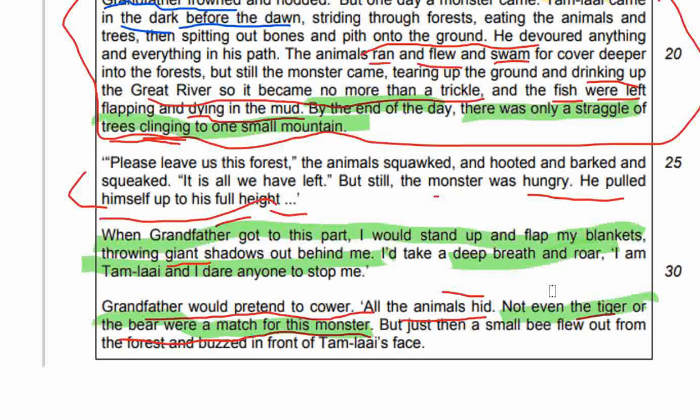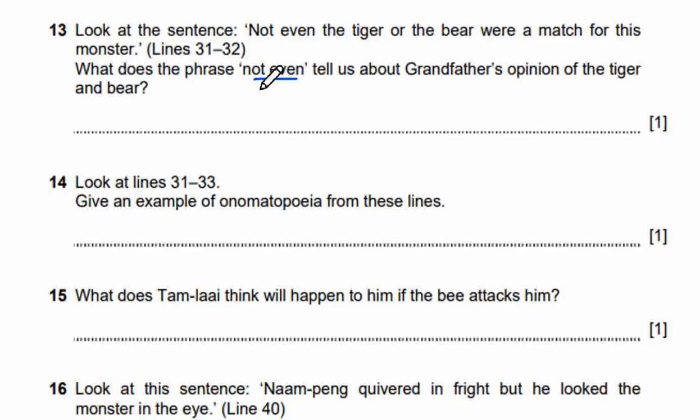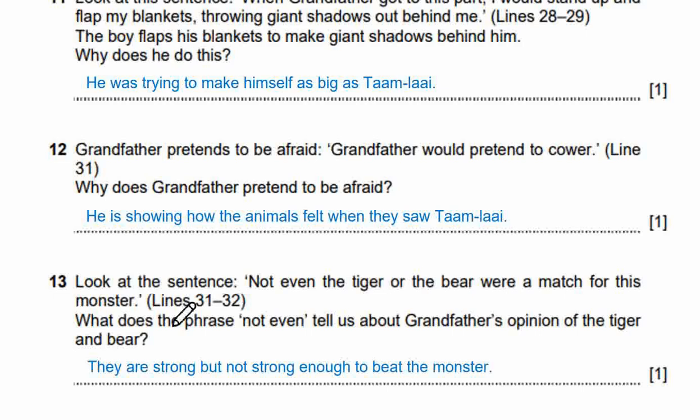So grandfather's opinion is, because of the words "not even," the tiger and the bear are strong, but not strong enough to beat the monster. So you can type down the answer. Number 13: they are strong but not strong enough to beat the monster.